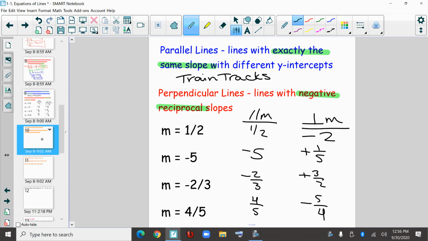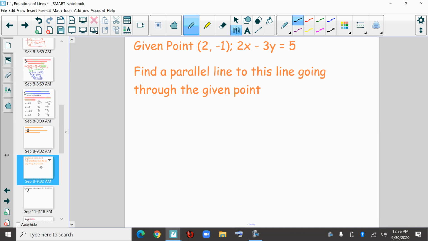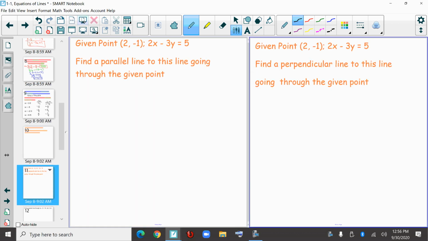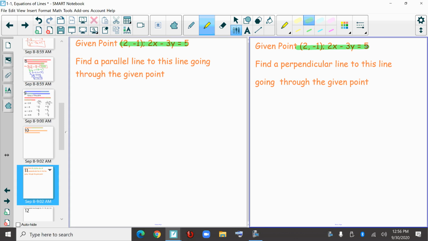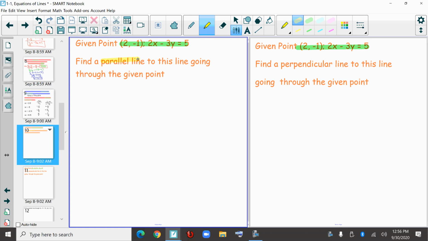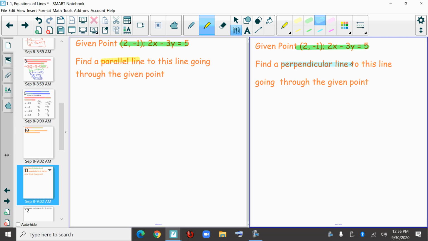Because now I'm going to say we have the exact same problem. The given information is exactly the same on the next two examples. What's different is the first one is asking for the parallel line, and the second one is asking for the perpendicular line. But the process is exactly the same.